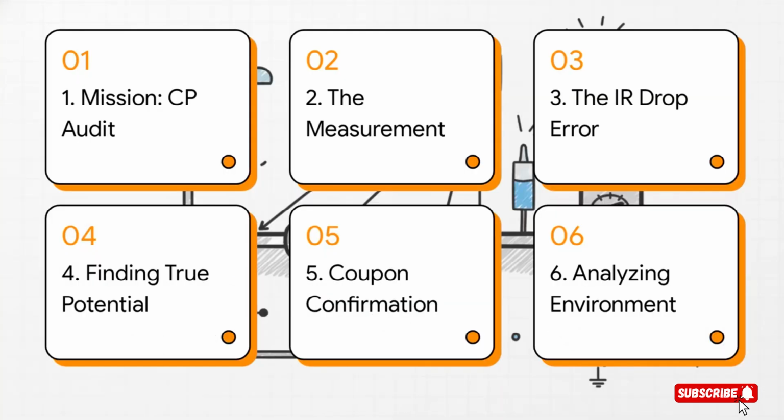So every good investigation needs a plan. Ours has 6 steps. First, we'll define the mission and meet our primary tool. Then, we'll gather our first major clue, the fundamental measurement. After that, we'll unmask a hidden saboteur called IR drop, learn the trick to outsmart it, and then see how to back up our findings with some corroborating evidence using coupons. And finally, we'll wrap it up by analyzing the scene of the crime, the soil itself.